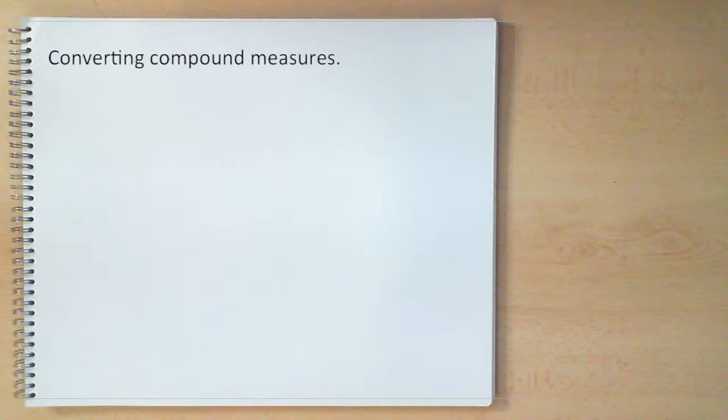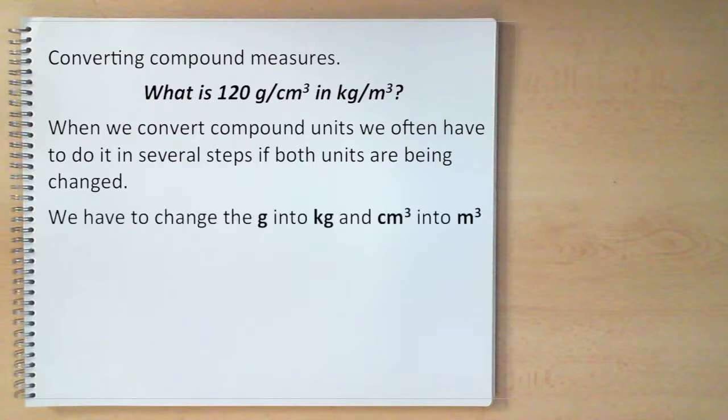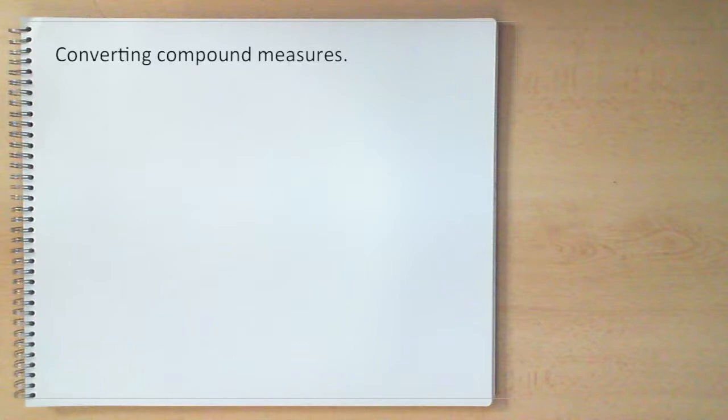So what is 120 grams per cubic centimetre if you convert that into kilograms per meters cubed? Now, there's a problem when converting units when they're involving compound measures, because we've not just got one set of units to convert, we've got, in this case, two sets of units. We've got to convert from grams into kilograms and from centimetres cubed into meters cubed. So it's important that we do it in several steps to make sure that we don't make any mistakes along the way. So the first thing we're going to do is convert the 120 grams into kilograms.